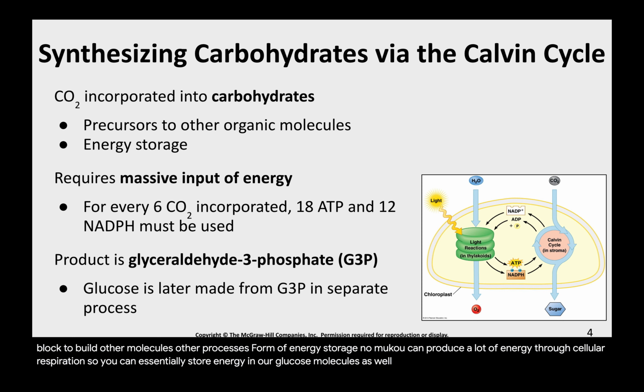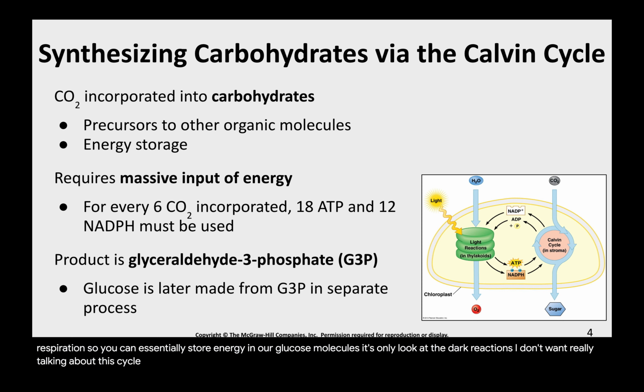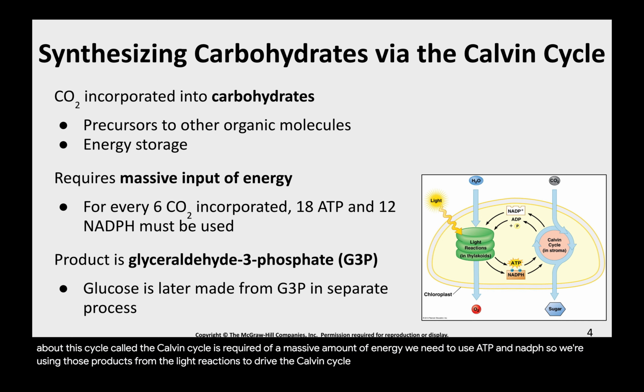But when we look at the dark reactions, and we're really talking about this cycle called the Calvin cycle, this requires a massive amount of energy. We need to use ATP and NADPH. So we are using those products from the light reactions to drive the Calvin cycle in our dark reactions.